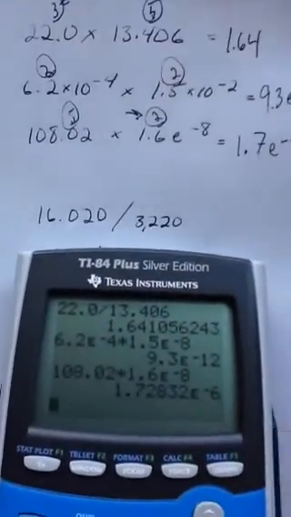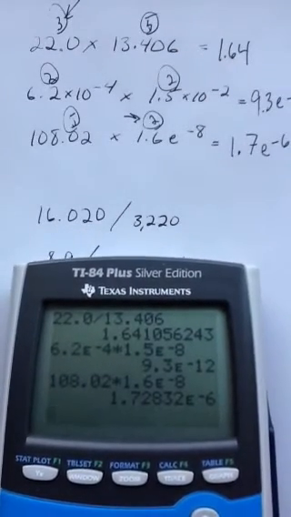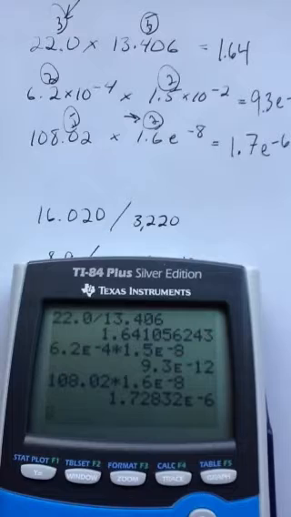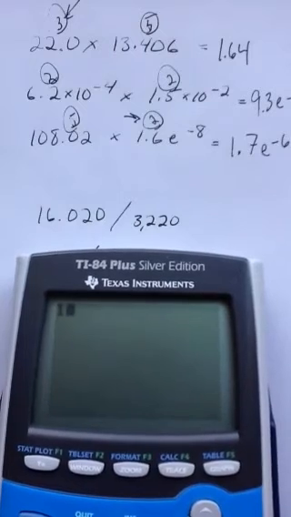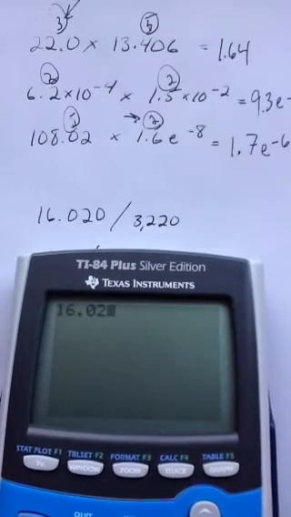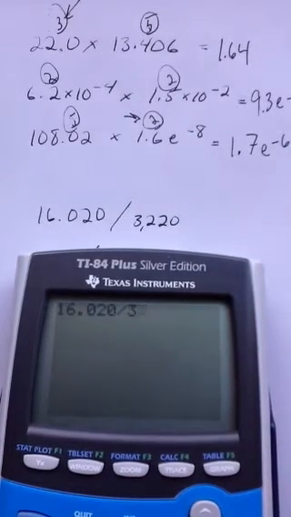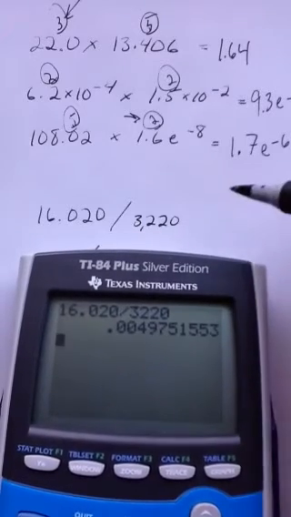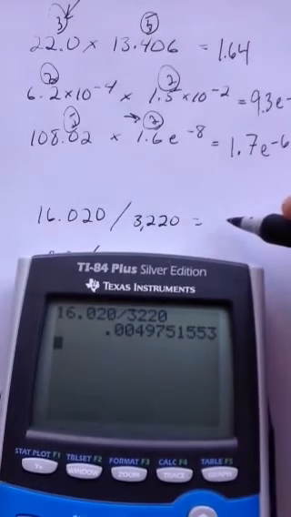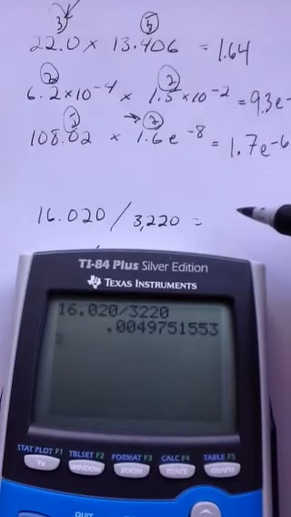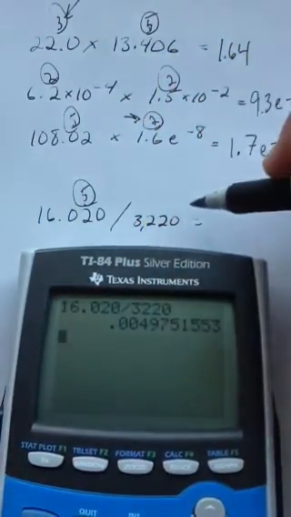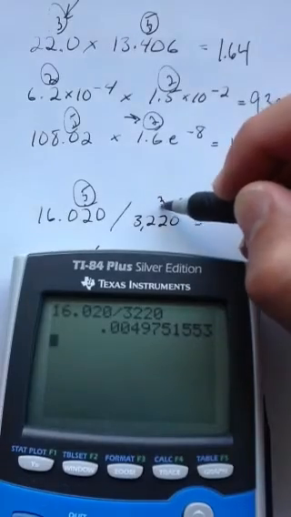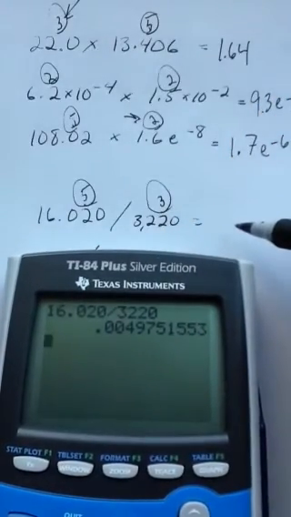So here's the division problem. We have 16.020 divided by 3,220. Not 16,000, 16.020. Divide that by this value here. And if we did that properly, we get an answer of 0.004975, etc., etc. Let's go up here. How many significant figures? We have 5 in this first one. Over here, notice there's no decimal place, so that's only 3. So our answer is only going to be 3 significant figures.